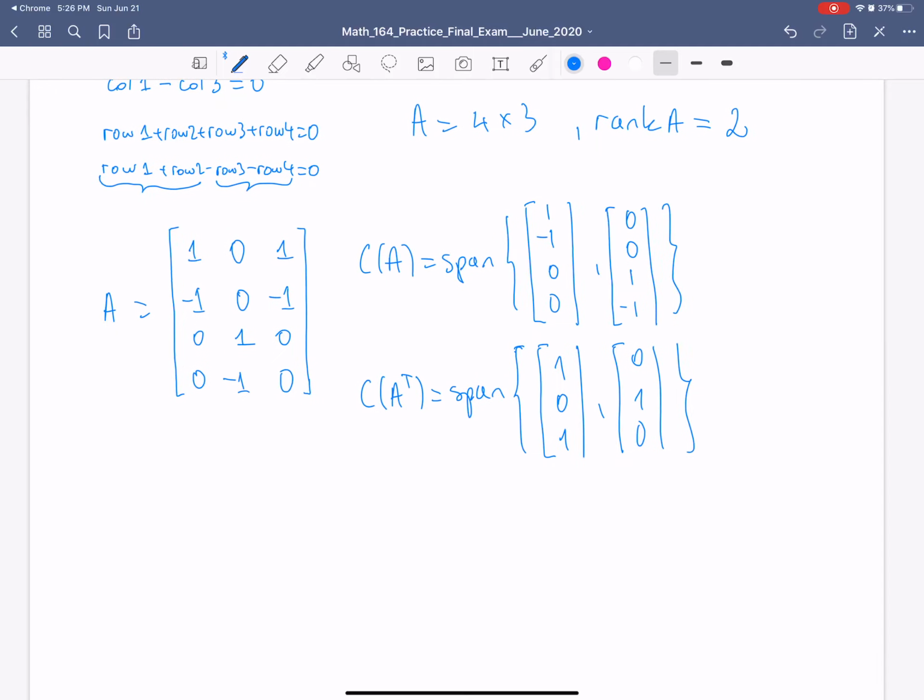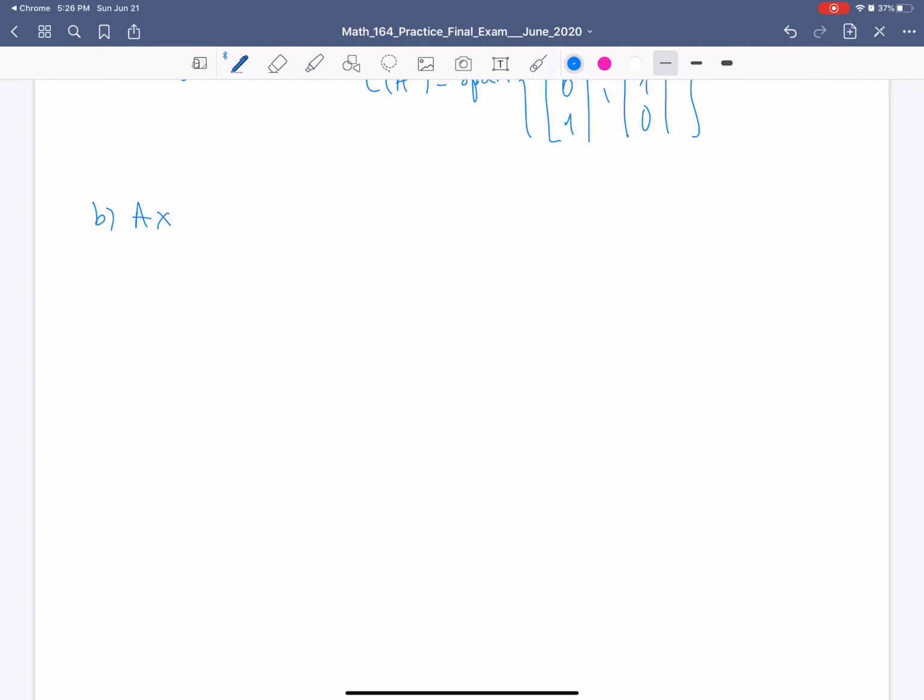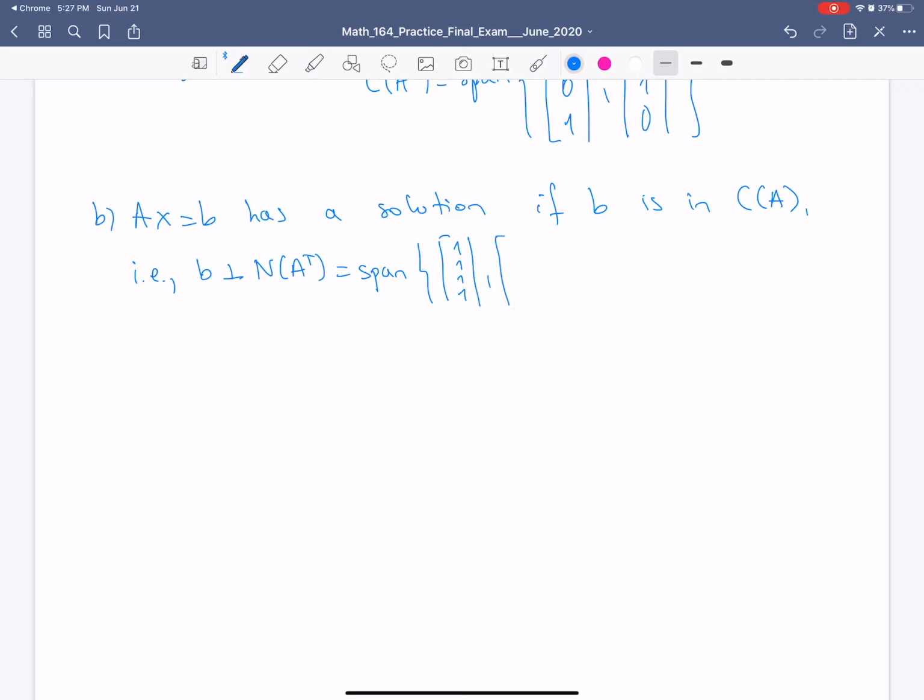So for part B, we start by saying AX equals B has a solution if B is in the column space of A. But remember, the column space of A is orthogonal to the left null space. So we can say that B is orthogonal to the left null space. How do I check if B is orthogonal to the left null space? Well, I simply need to check that B is orthogonal to the bases that I'm given. So if you recall, the left null space has 1, 1, 1, 1, and 1, 1, negative 1, negative 1 as a basis. So I need to make sure that B is orthogonal to these two vectors.